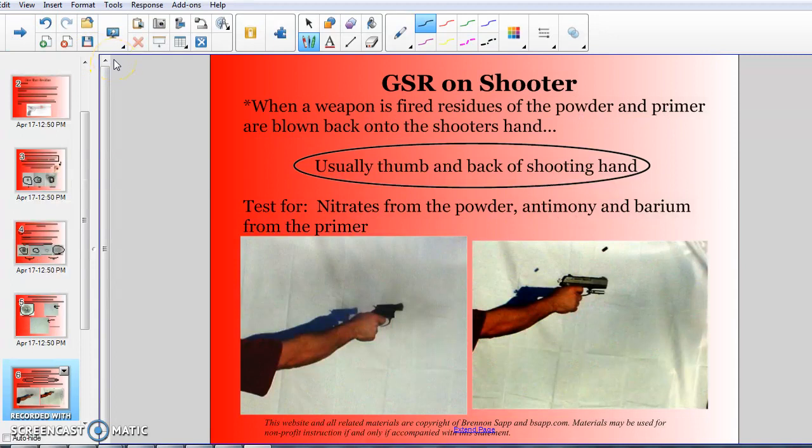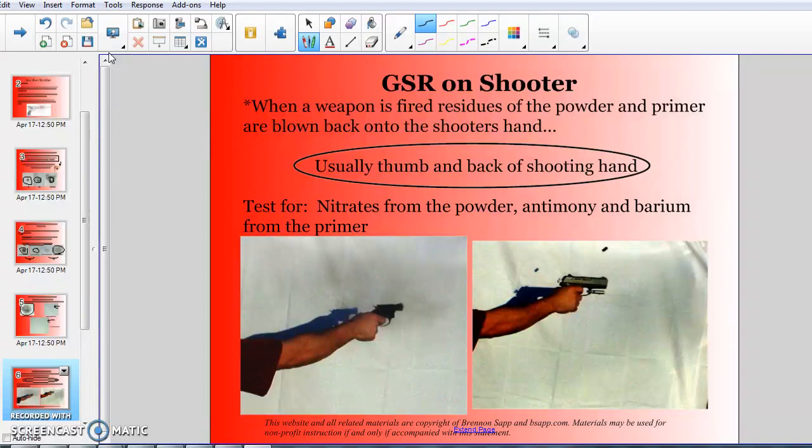Okay, so GSR on your shooter. When a weapon is fired, there's always a little bit of what they call back spray. It's where the powder and the primer and stuff are blown back onto the shooter's hand. So we talked about for every action there's an equal and opposite reaction. So some of that powder goes forward and some of it gets blown backwards.